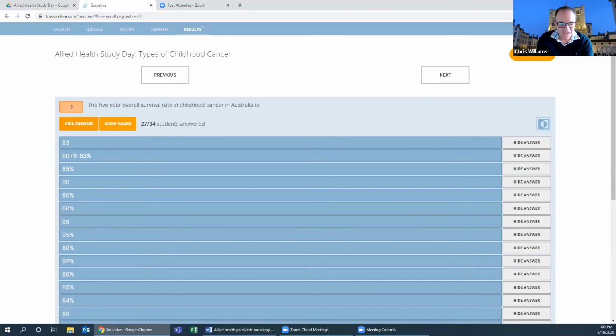But today, as we speak, overall, that's brains and solids and leukemia and high risk and low risk all put together, it's around about 83% overall. Next question.